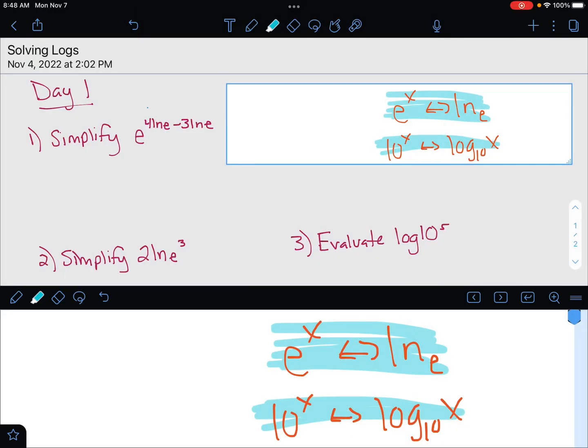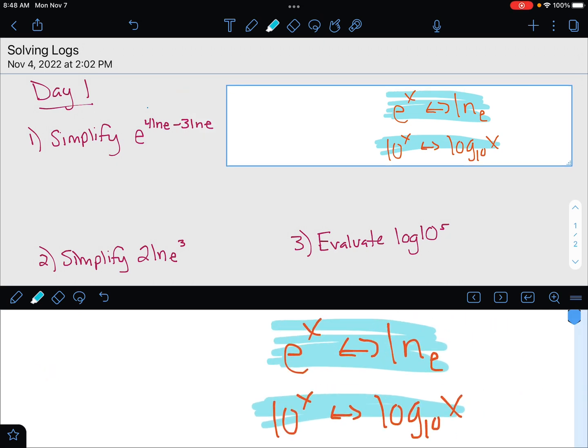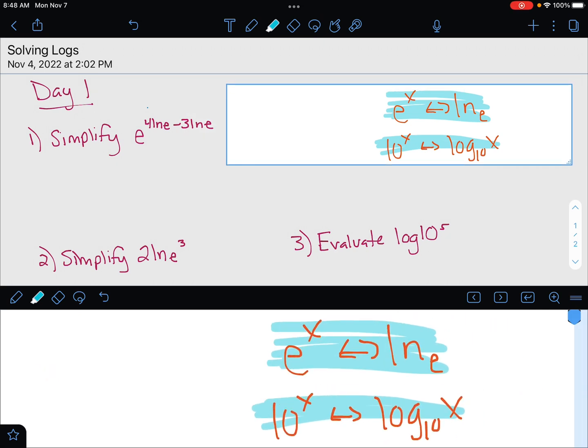Okay, so today's our first day of simplifying and solving logs. So let's go over a couple things for simplifying and then we'll get into our solving. So if you look over here on the right, we have our reminder that e is the opposite of ln, and exponents are the opposite of logs when they have the same bases.